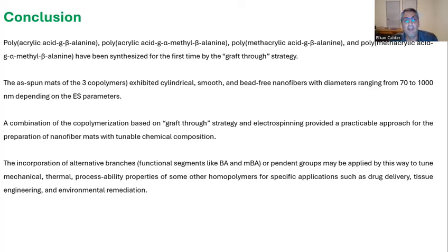The incorporation of alternative branches like beta-alanine and methyl beta-alanine in this study, or other groups, may be applied to other systems to tune mechanical, thermal, and processability properties of some other homopolymers, not acrylic acid or methacrylic acid, for specific applications such as drug delivery, tissue engineering, or environmental remediation.